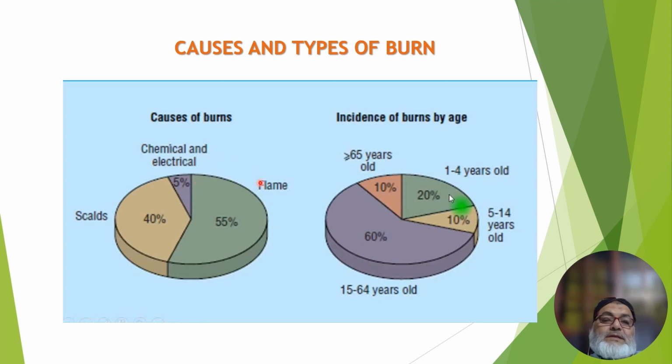Now, flame burn is more common. It is about 55%. Scalding is 40%. And the remaining 5% is electrical or chemical burn. In this chart, we see that the most common age group is 15 to 64 years. It is 60% of patients developing the incidence of burn. The 1 to 4 years age group is 20%, and 5 to 14 and more than 65 years age groups are 10% each.